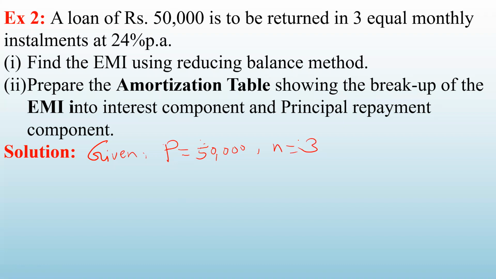Whenever you are calculating EMI, your period will always be month. Even though it is written year here, you have to convert into month. Here it is already written 3 equal monthly installments, so N is 3. And what is the rate of interest here? It is 24% per annum. It is given yearly, but your period is month. You are calculating EMI, so you have to convert this into month by dividing by 12. So 24 upon 12 is 2. So your rate of interest is 2% per month.